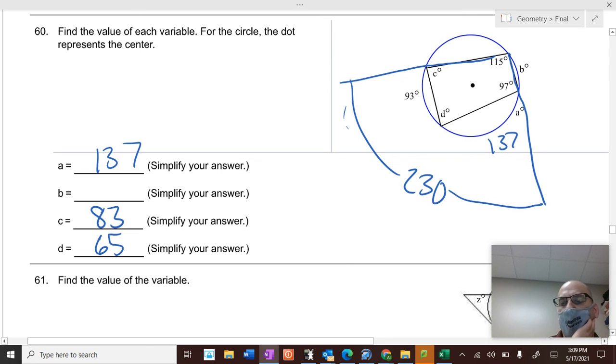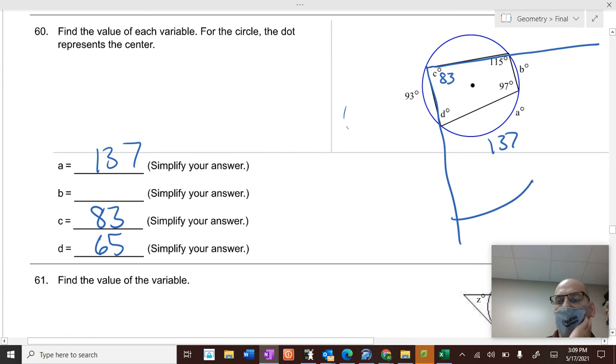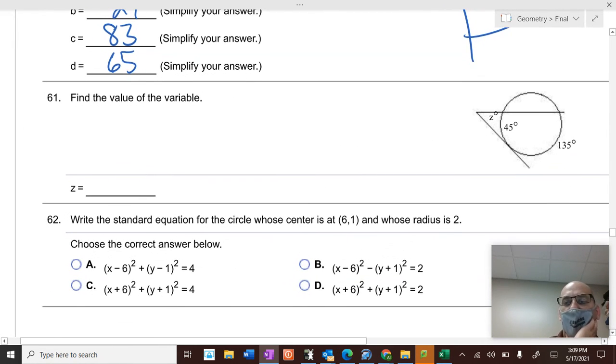Now if we erase this part, and we go with these to figure out what B is, we know C is 83, so this arc is 166. 166 minus 37 is what, 29? So this is 29. So 135 minus 45 is 90. Half of 90 is 45.